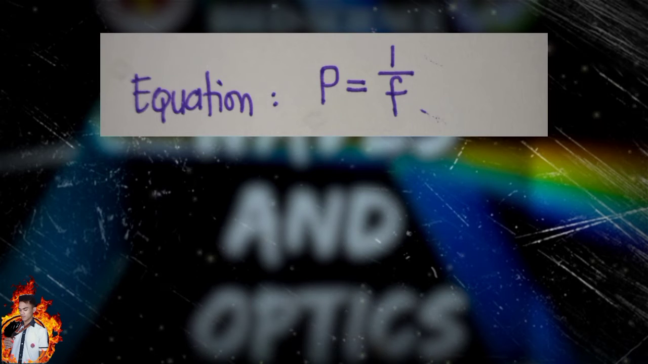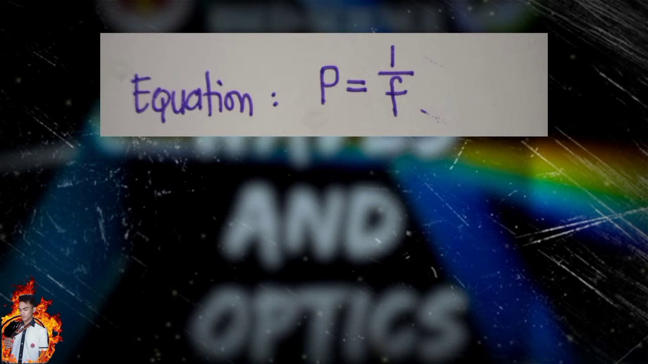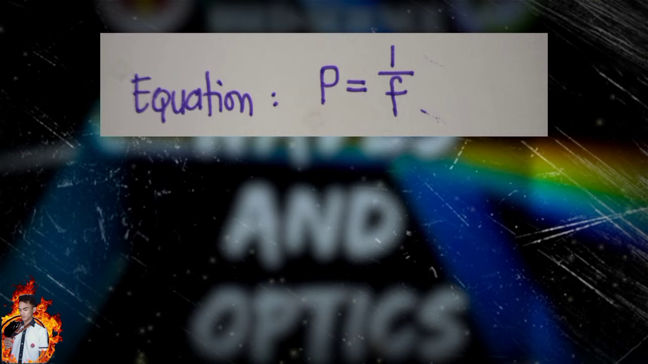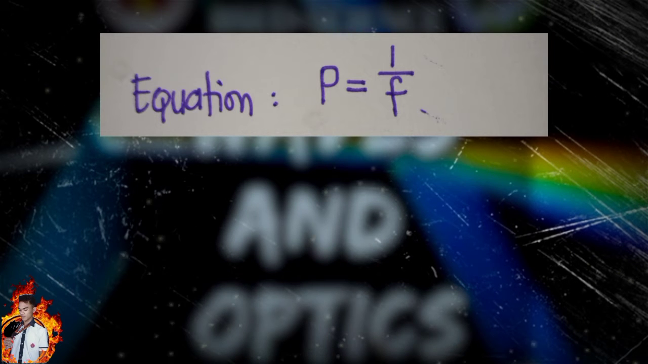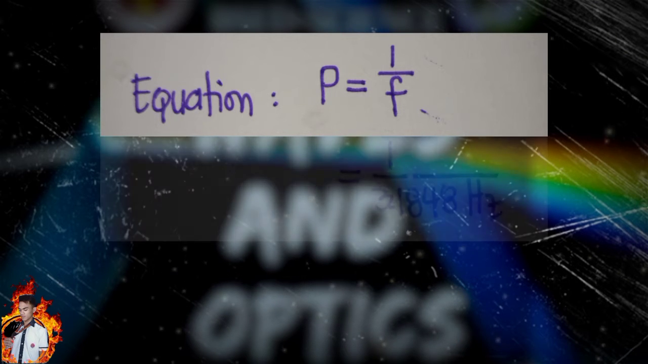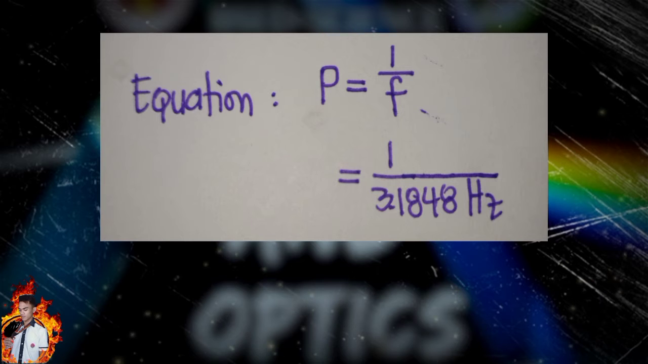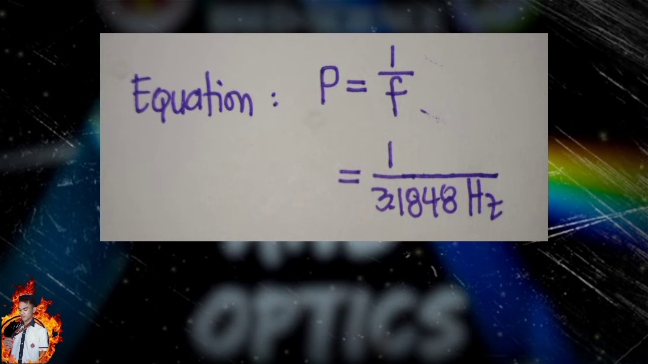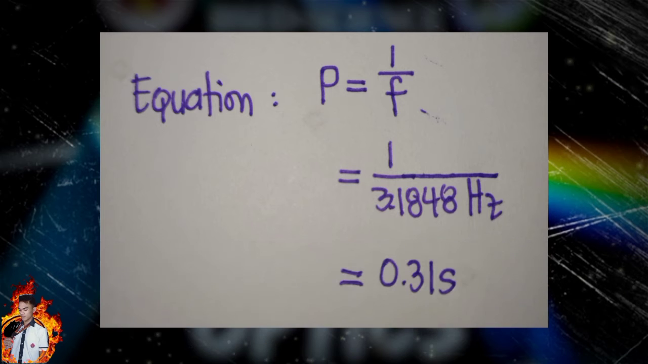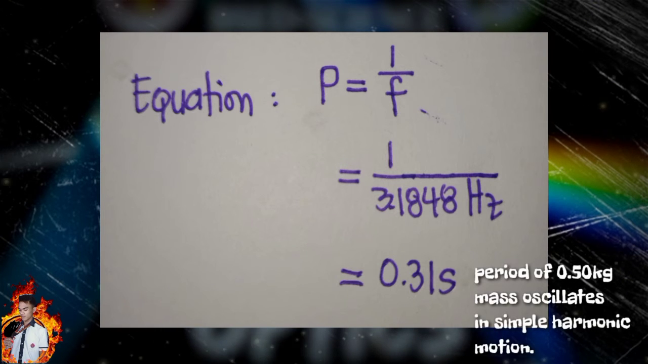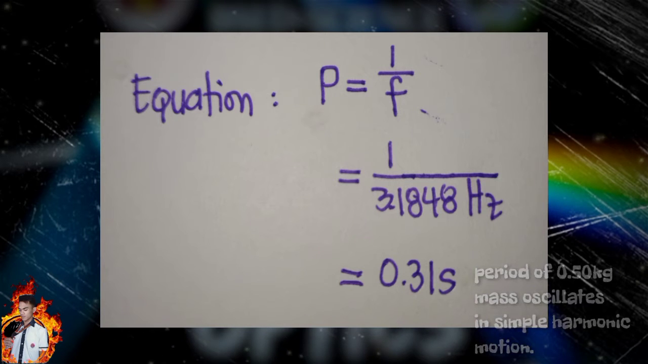And now, since we have already our frequency, we can easily get the period through 1 divided by the frequency. Substitute the frequency, 3.1848 Hertz. 1 divided by 3.1848 Hertz is equal to 0.31 seconds. And this is now the period of a 0.50 kg mass oscillating in a simple harmonic motion.